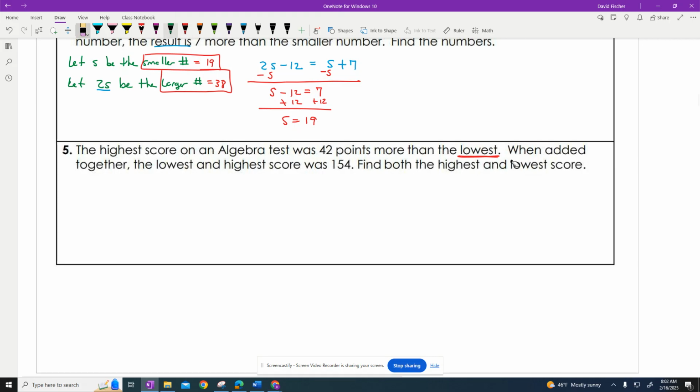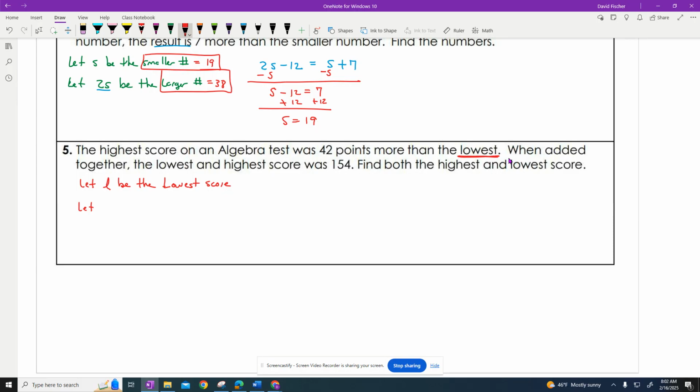Because now when we solve this problem and I get down to either an L or an H, I'm going to have the lowest score or highest score. Let L, now I'm going to use a cursive L. Let L be the lowest score on the test. And now they're going to give us some information about the other one. The highest score on the algebra test was 42 points more than the lowest score.